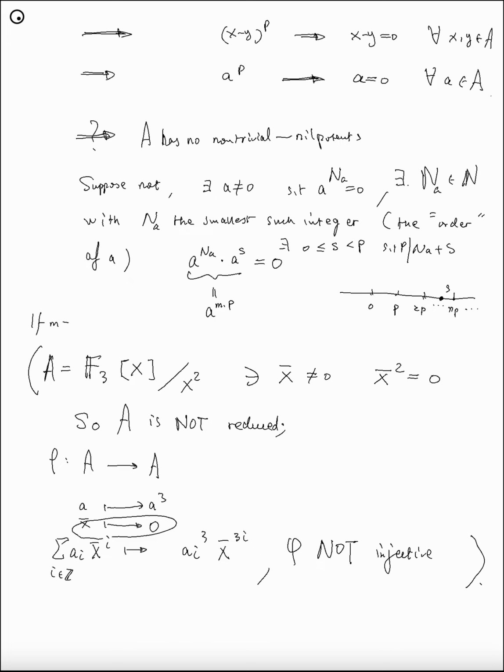If m equals 1, then this is done. If m is bigger than 1, then what do we say? We say that a to the power m, to the power p, is 0.